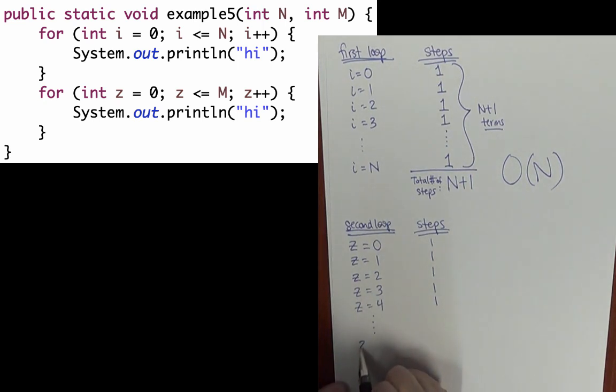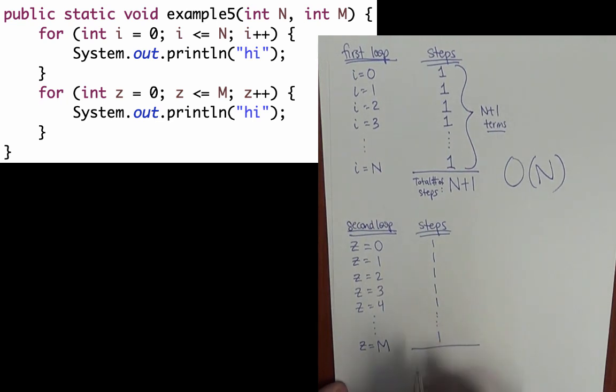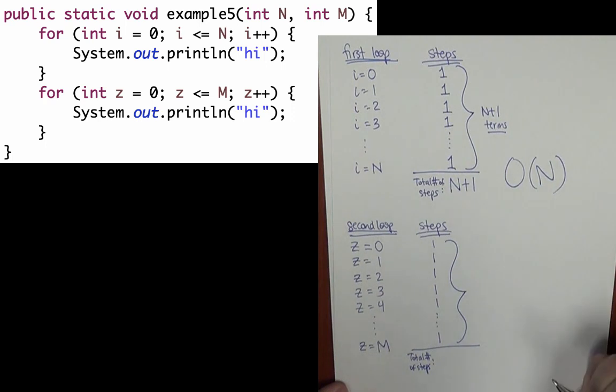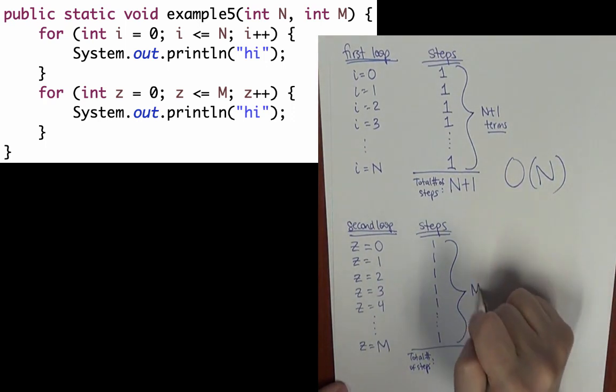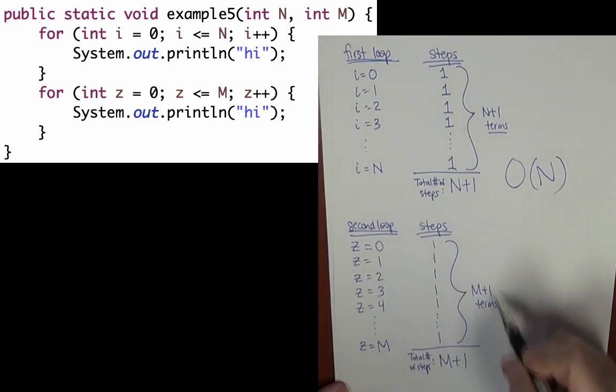Here, there's only a single value for z in each of these cases. Oh, I'm sorry, the last term is that z is going to be equal to m. And so still in this last step, z only has one value. I'm interested in the total number of steps, so that's the total of all of these steps. I just have m plus 1 terms, and they're all 1. So my total is going to be m plus 1. So this second loop is going to be in O of m.